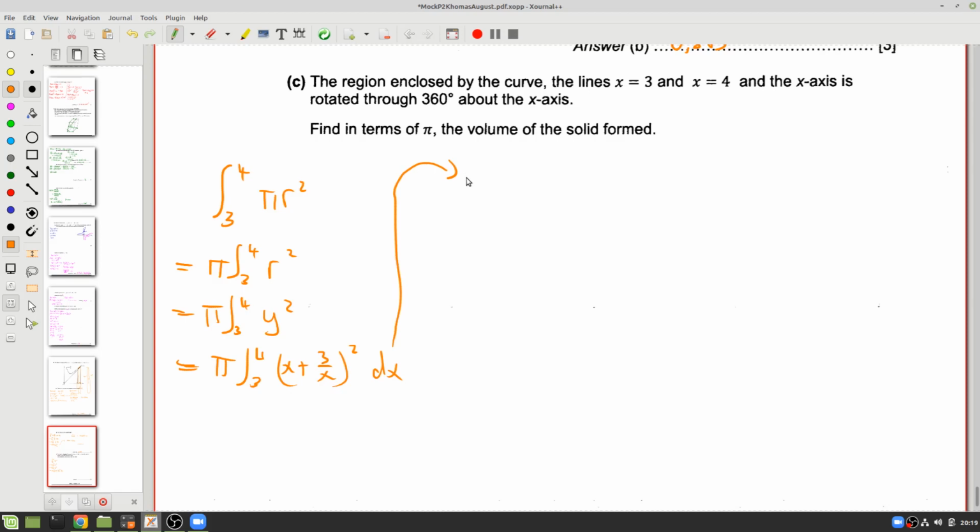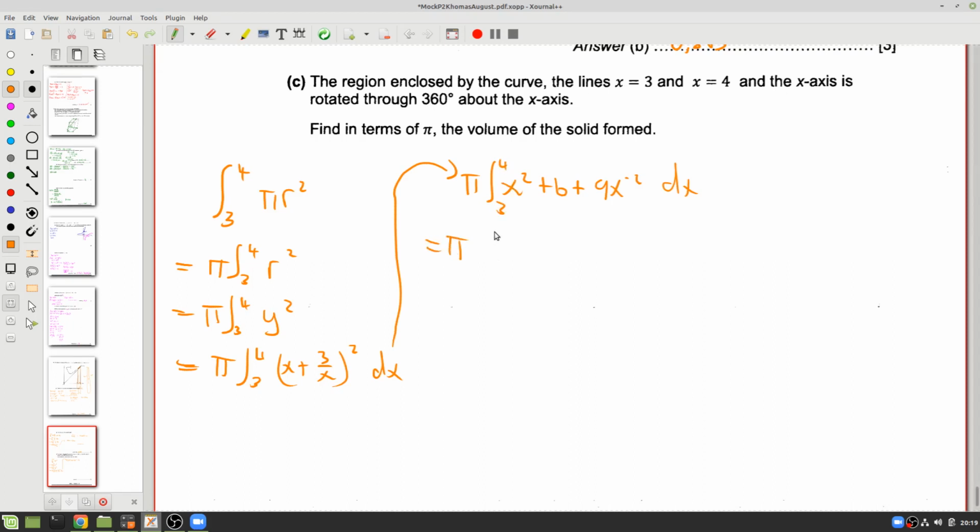So we're going to say that's pi times, and then I'm going to square this first. I'm going to multiply that out. So x times x is x squared. x times 3 over x is just 3, but we do that twice, so that is plus 6. And then plus, if we square this, we get 9 over x squared. So 9 over x squared, I'm just going to write as 9x to the power negative 2. And we want to dx that. And we're still going from 3 to 4.